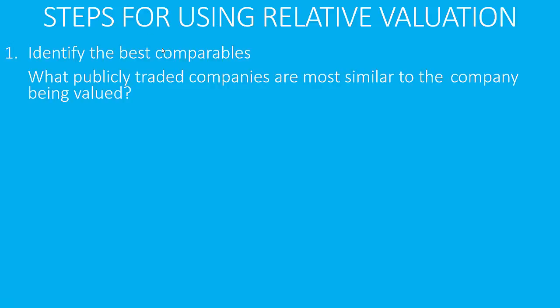The first step is to identify the best comparables. The easiest way to phrase this is what publicly traded companies are most similar to the company being valued. Obviously, you can't use privately traded companies because you're not going to be able to get the market prices for those. What exactly is most similar? That's a very hard concept to define.